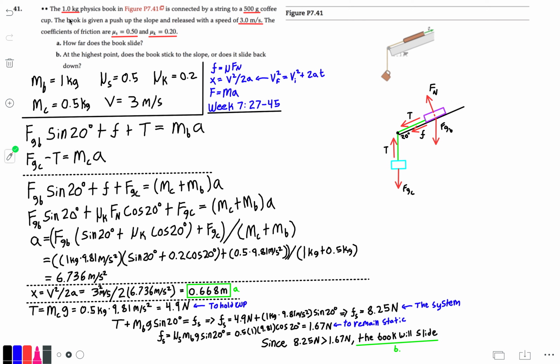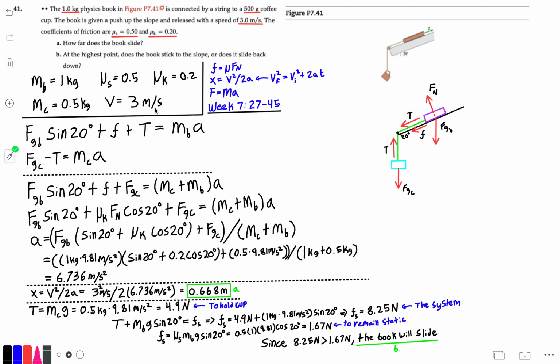We can see that we have factors such as weight, coefficients of static and kinetic friction, as well as the speed of the book in this problem. So I've gone ahead and written those all down here, as well as some formulas that I think would be helpful, specifically the kinematics equation right here. We have the equation for the force of friction, and of course Newton's second law here.